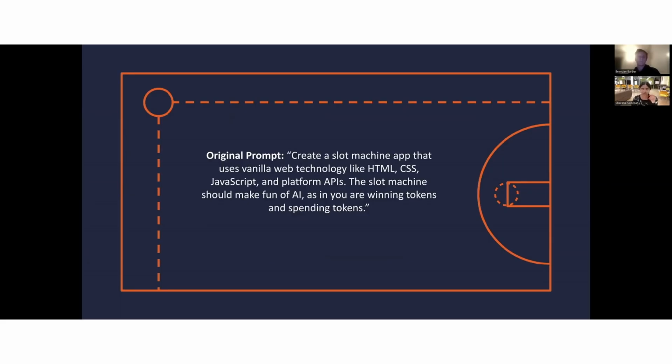So our original prompt that we put into our Claude Code was: create a slot machine app that uses vanilla web technology like HTML, CSS, JavaScript, and platform APIs. The slot machine should make fun of AI, like you're winning tokens and spending tokens. The specific model we used was Opus 4.6.